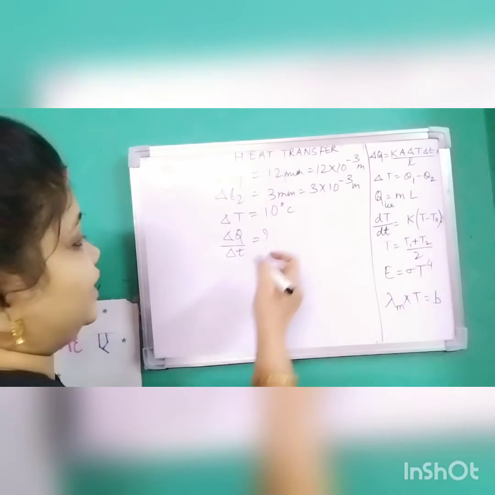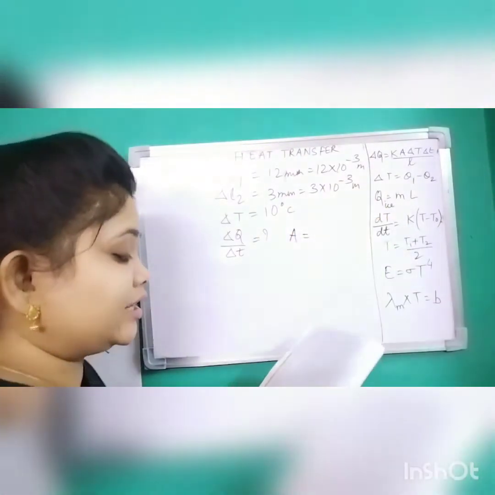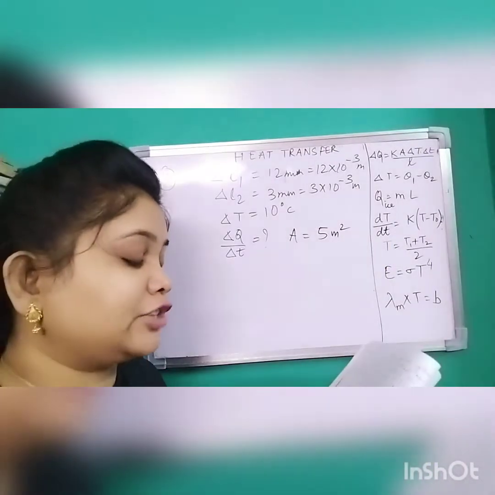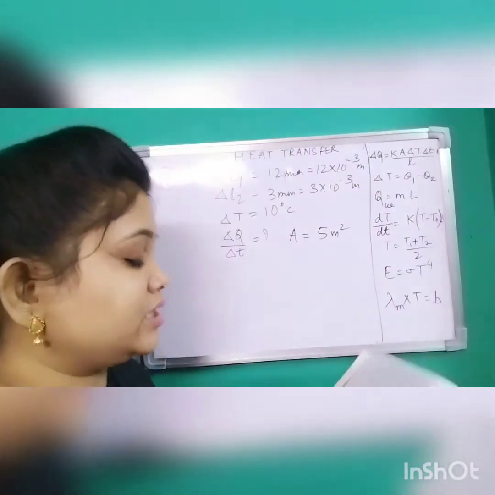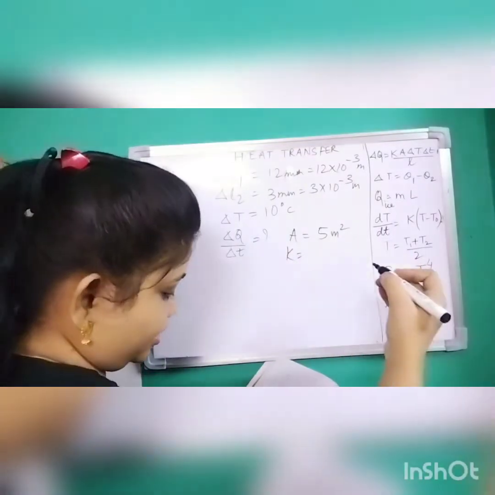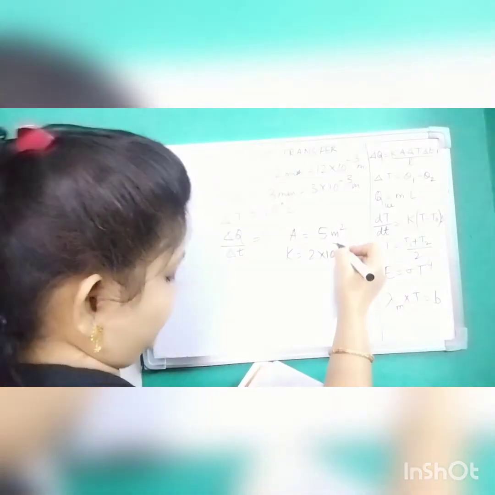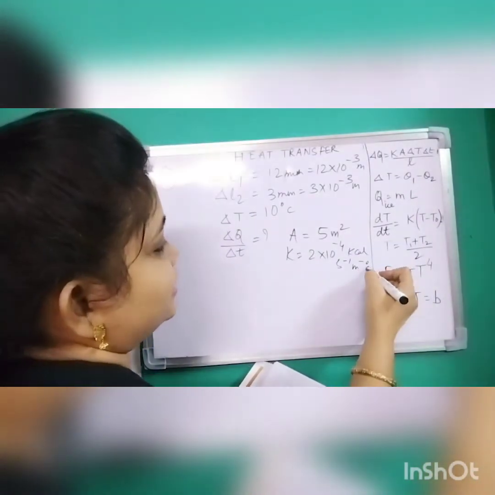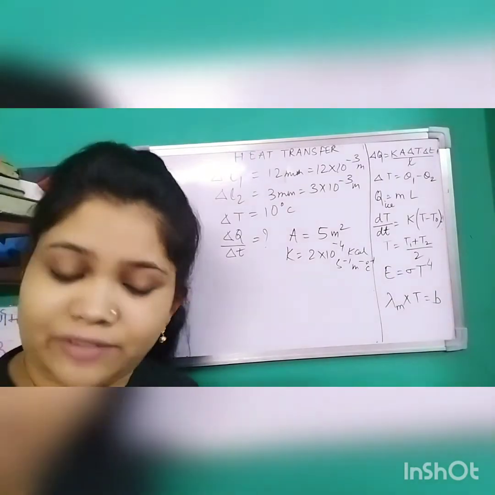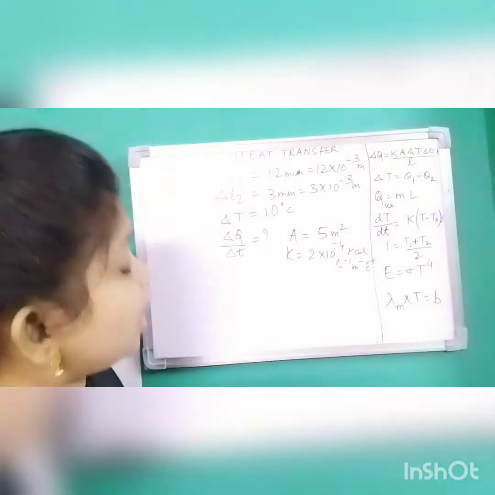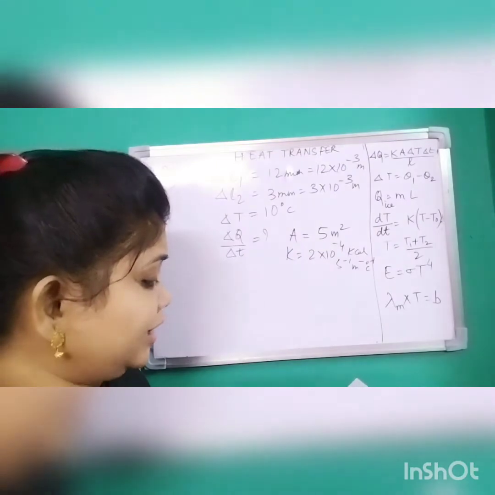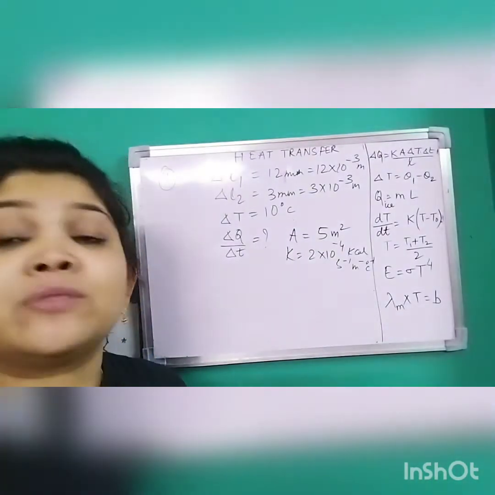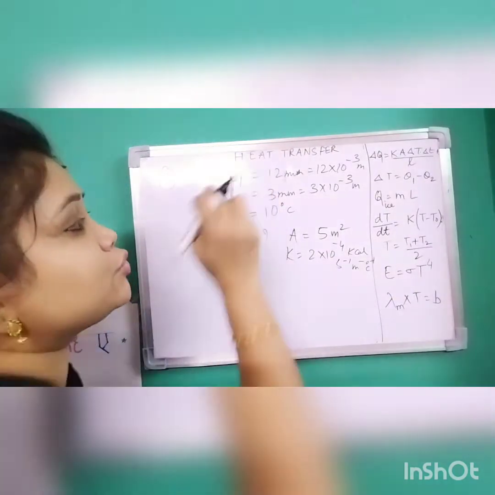The total area A, let me write it over here so that I can give you space. A is given as 5 meters square. The total area of the glass is 5 meters square and thermal conductivity K is given as 2 into 10 power minus 4 kilocalories per second per meter per degree centigrade. So these are the quantities given to you. Now they have asked how much heat per hour will be prevented from going out.